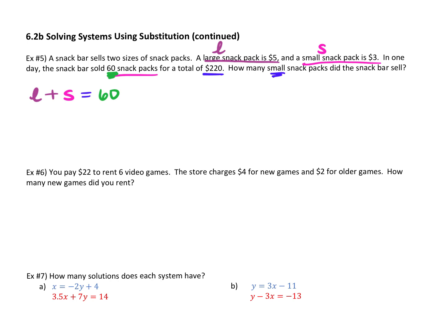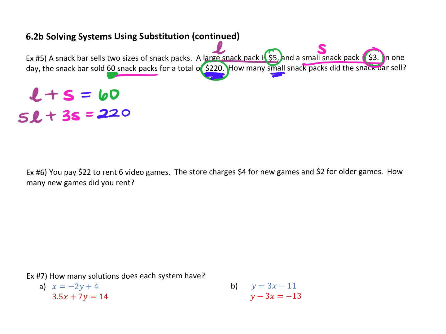The other part is the money part of it, and that's what I want you to pay attention to. The money always stays together, okay? So what we're gonna say is $5 per large snack pack, right? So 5 times however many large there are, plus $3 for each small snack pack should equal a total amount of money, and that's the $220. Okay, so that's your setup.